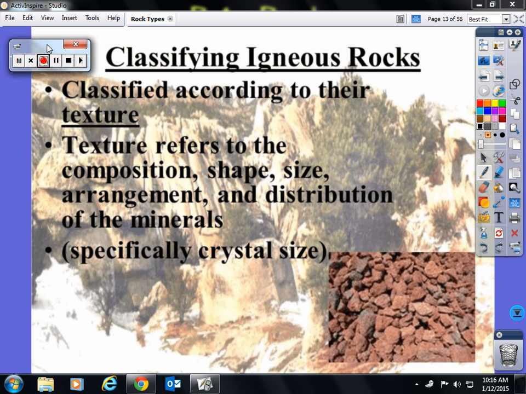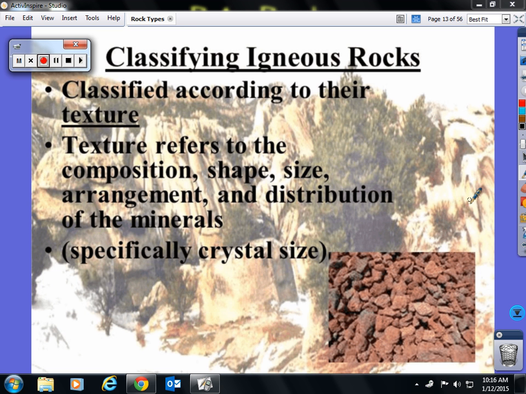All right, so igneous rocks are classified according to their texture. More specifically, their cooling rate, if you wanted to be honest. So the texture refers to what it's made of, composition, the shape, the size, the arrangement of crystals, or if it even has crystals.